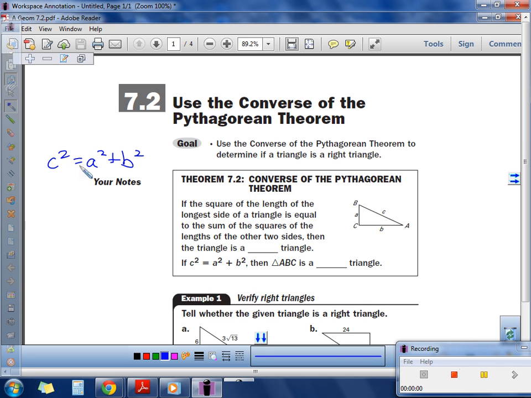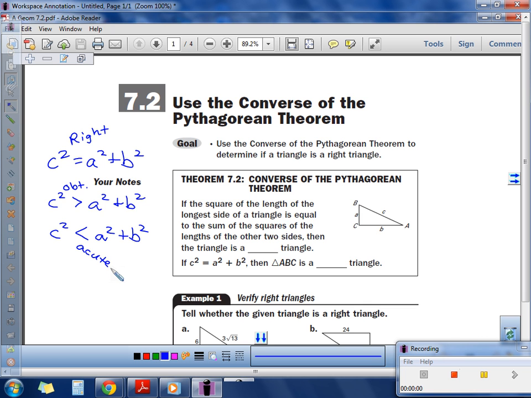Whenever you have an equal sign, you have a right triangle. But what we're going to learn today is sometimes it's not going to be equals. Sometimes it'll be greater than, and sometimes it'll be less than. Whenever it's greater than, you have an obtuse triangle, and whenever it's less than, you have an acute triangle.